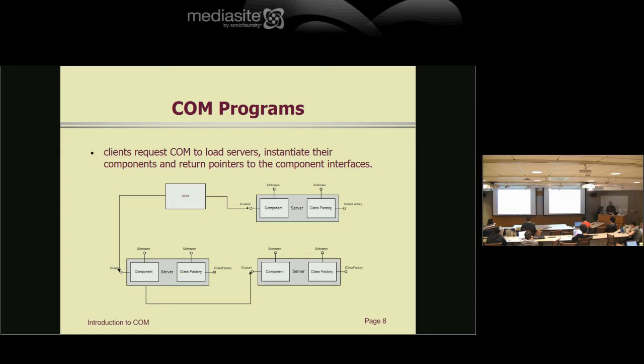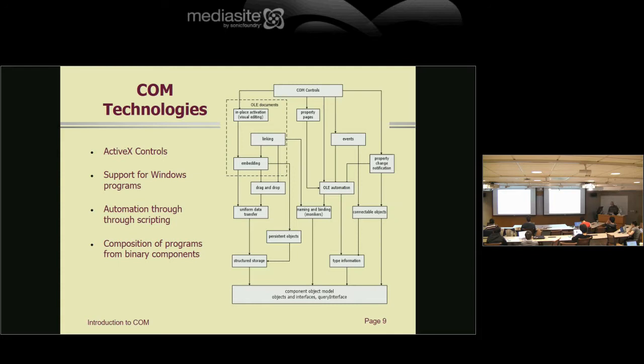Okay. So there's a bunch of technologies associated with COM. Here's all the big parts. So down here is what we're going to be focusing on mostly. This is the core stuff that gets COM components to work. Now, up here are COM controls, the most complicated. These are the ActiveX controls. And there's in-place activation that I talked about briefly. There's embedding and linking, and these do two different things.